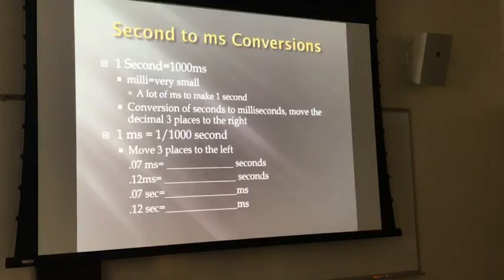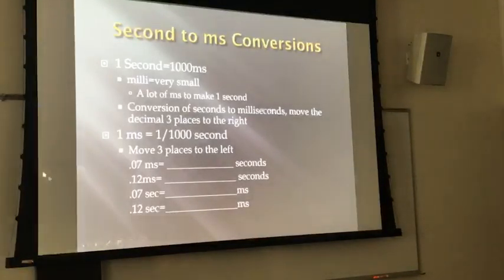Milliseconds to seconds is going to be small. Seconds to milliseconds, the number is going to be larger. So 0.07 seconds is going to be how many milliseconds? Move 3 places to the right. It's going to be 70 milliseconds.